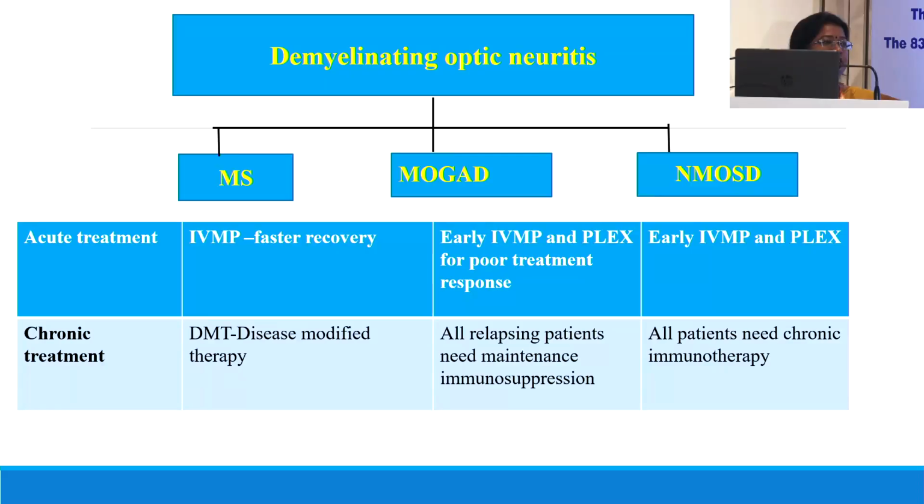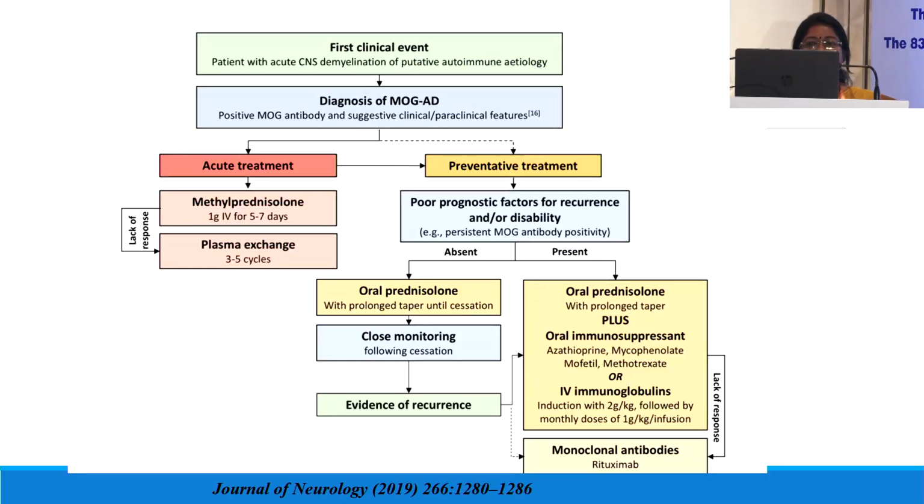And this is a nice algorithm given in one of the neurology articles, where they said that after that acute event, if the diagnosis of MOGAD is confirmed, go ahead with the IV steroid and plex them as early as possible. Earlier it was described more for NMO, but now even plex is a choice for MOGAD patients if they have no recovery by 1 week or so.